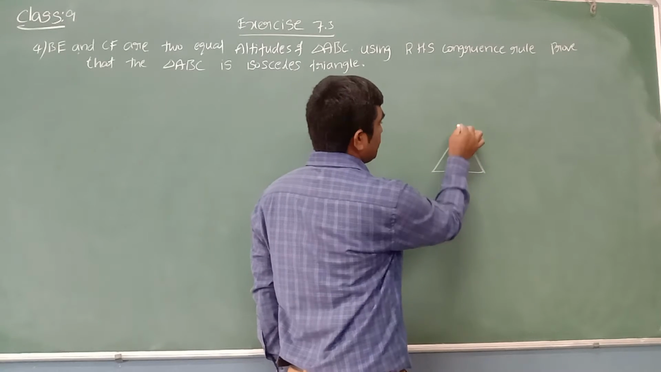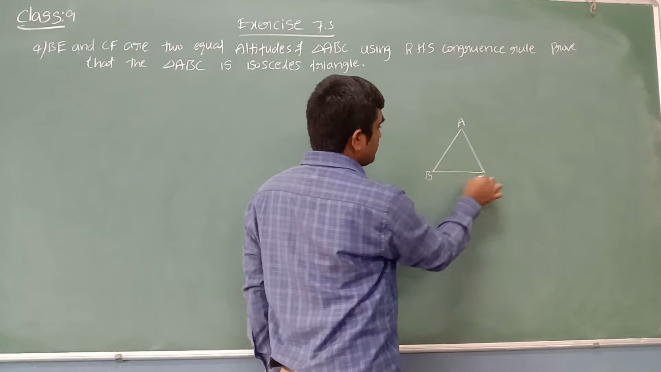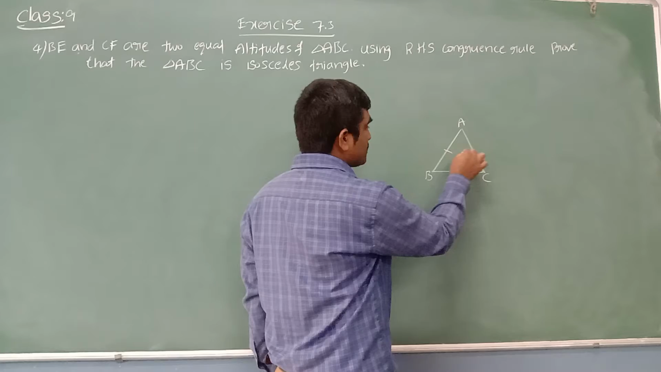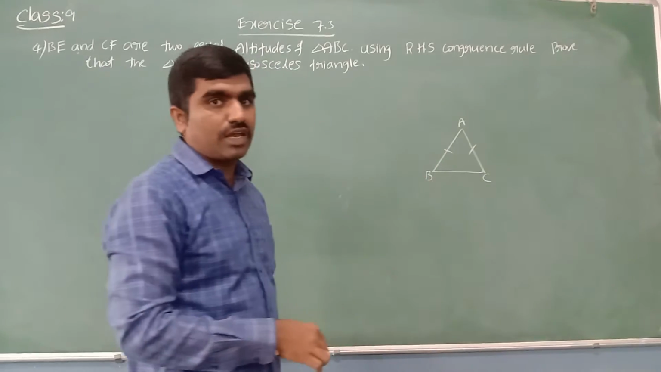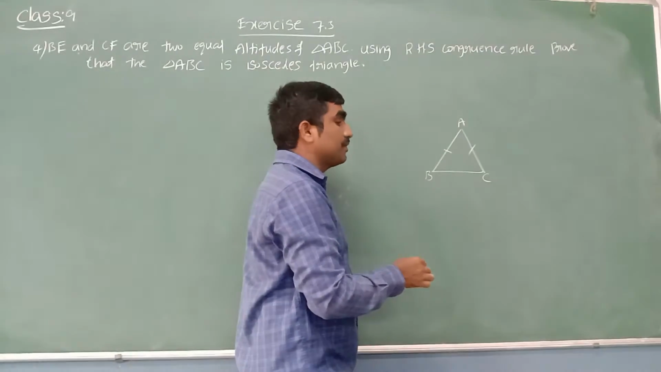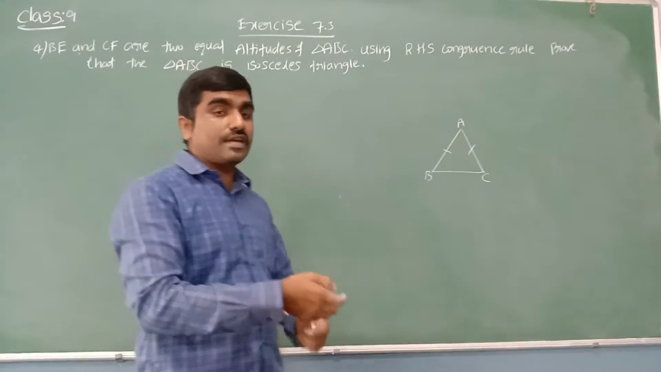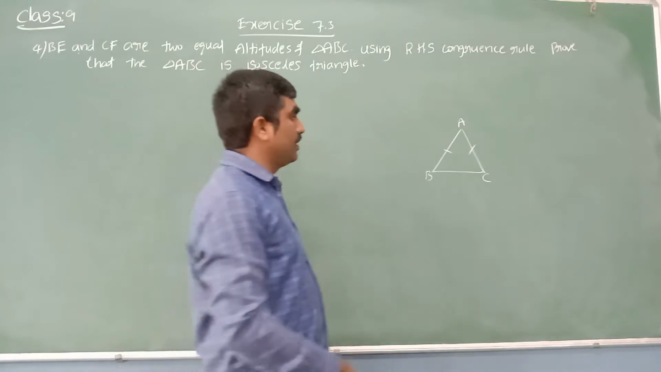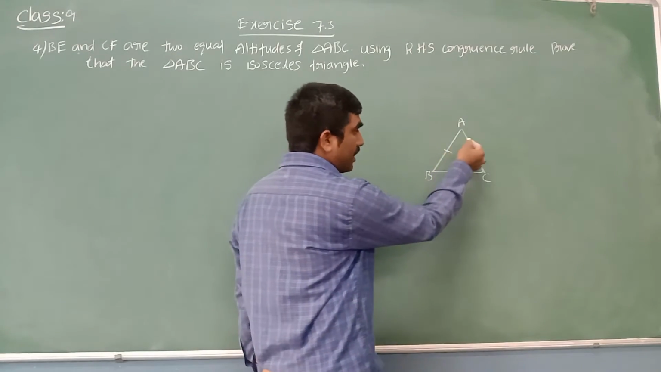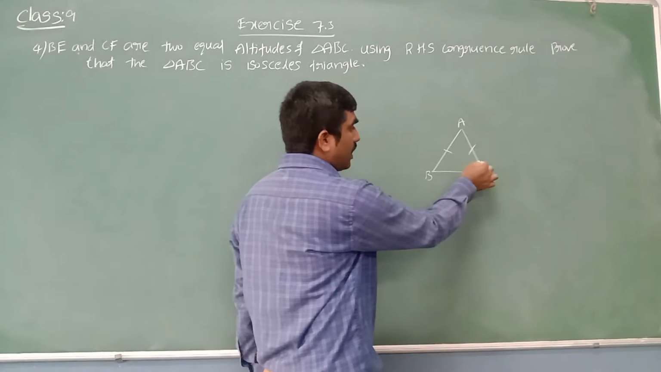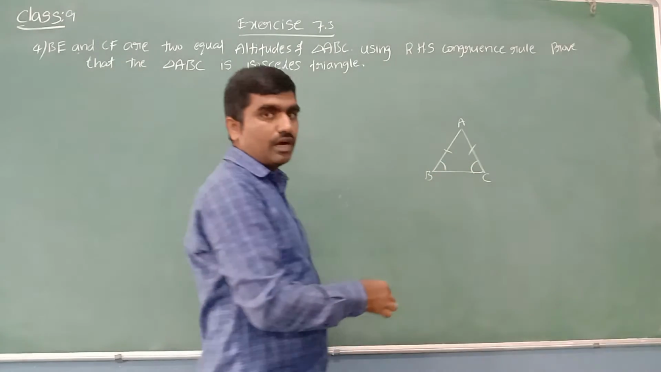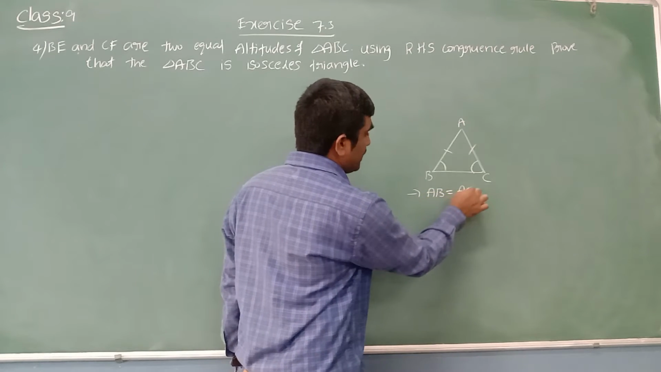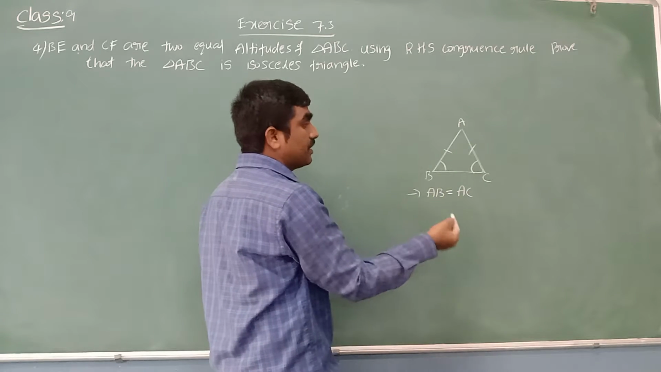Let me take one triangle. So I draw a triangle ABC. In that triangle ABC, suppose AB equals AC, any two sides are equal, it is called an isosceles triangle. All three sides equal, equilateral. All three sides unequal, scalene triangle. So we have a condition that in a triangle, if any two sides are equal, their opposite angles are equal.